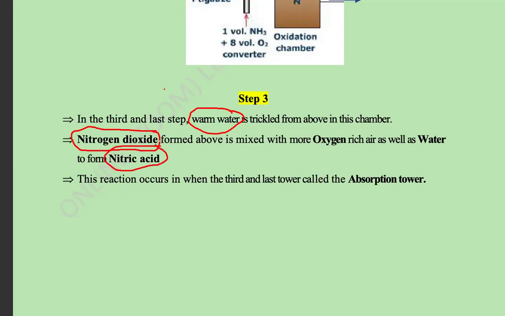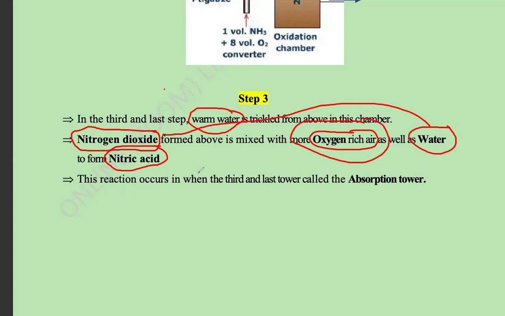So the third step says nitrogen dioxide formed from the second step is mixed with oxygen rich air as well as water. It's actually reacting with water in the presence of air, and at the end of the day, nitric acid is forming. So that chamber or that tower where it's happening is called the absorption tower, because water is being absorbed by the nitrogen dioxide.